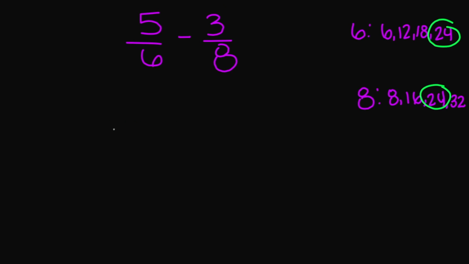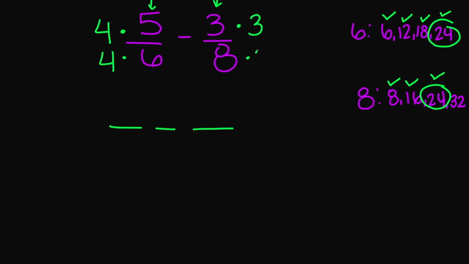24 in my denominator. So we're going to look here, 5 over 6. What number do I need to multiply my 6 with to get 24 in the denominator? This is going to be 1, 2, 3, 4. I'm going to multiply top and bottom by the number 4. And let's look here, 3 over 8. What number do I need to multiply my 8 with to get 24 in the denominator? That's going to be 1, 2, 3. So I'm going to multiply top and bottom by the number 3.